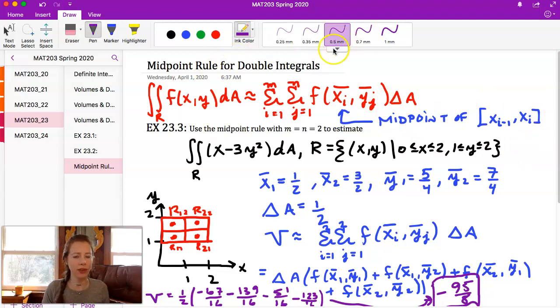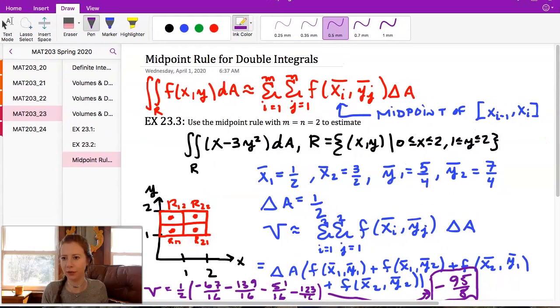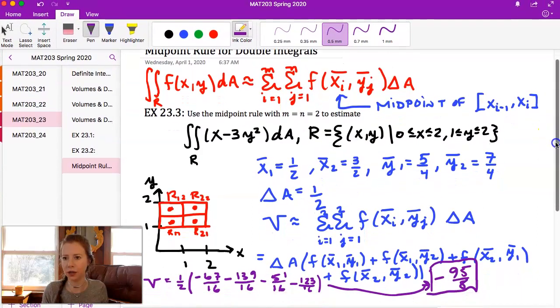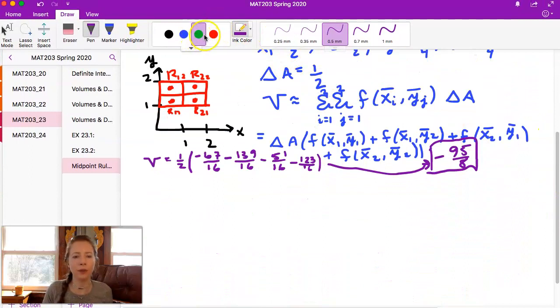There's just one more thing I want to show you. I'm running out of room. Let's see if I can make a little more room down here. Here we go. All right, so one more thing. I just want to give you one definition, and then we'll be done with this lecture.